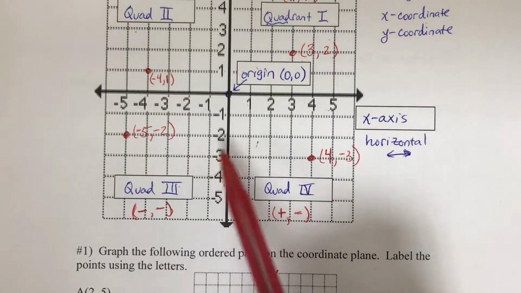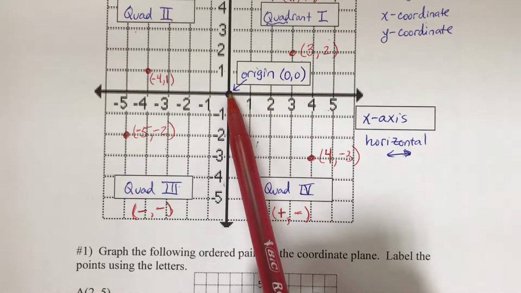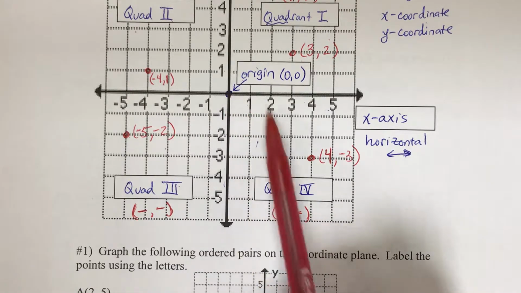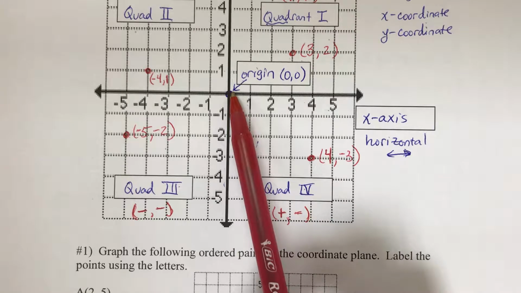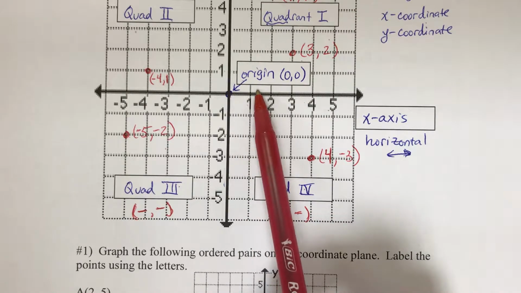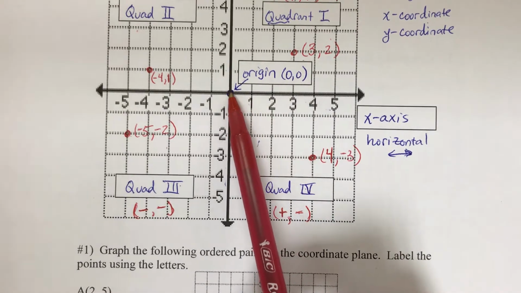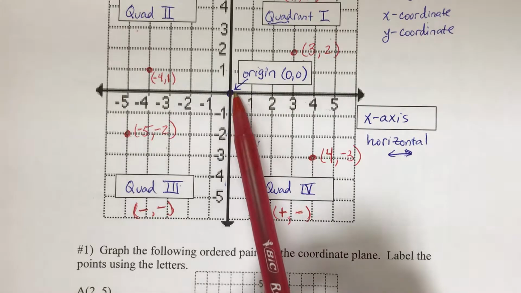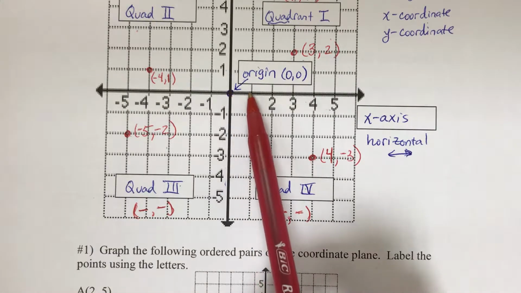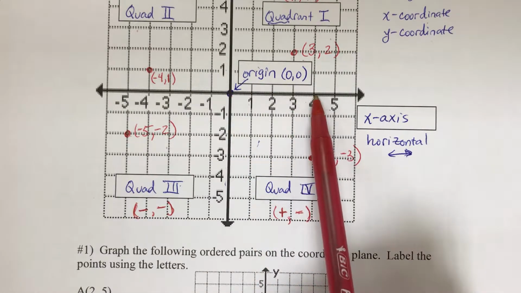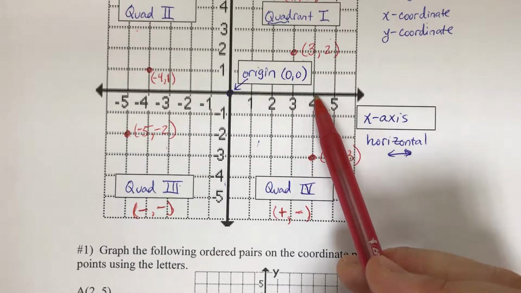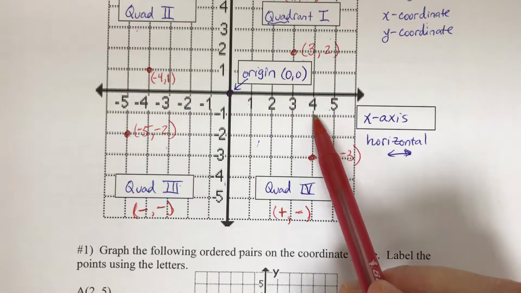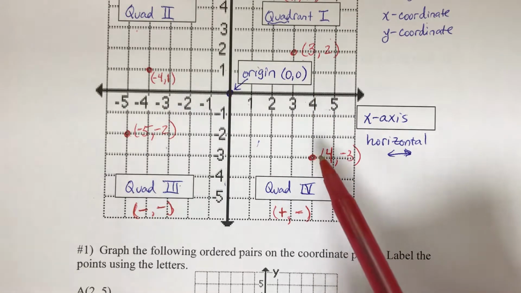The other thing about when I count: if I start at 0, 0, and let's say I'm counting to this point, my first move, that's 1. I don't count my starting position as 1. So how many spaces do I move? 1, 2, 3, 4. And then when I go down, this is not 1. It's my first move. 1, 2, 3, so -3.